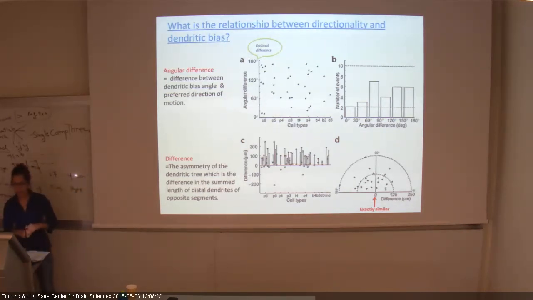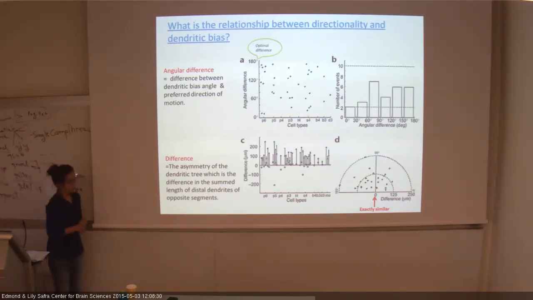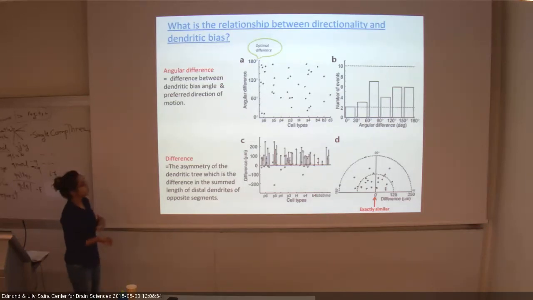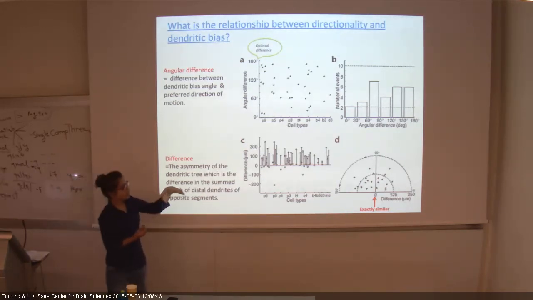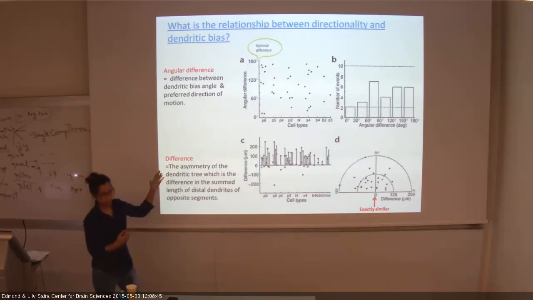Figure A is the angular difference for different cell types, and figure B is the frequency distribution of figure A. And the Livingston hypothesis said that the optimal difference should be 180 degrees, but they found that almost none of the cells gives 180 degrees, and all the angular differences cover the entire range.